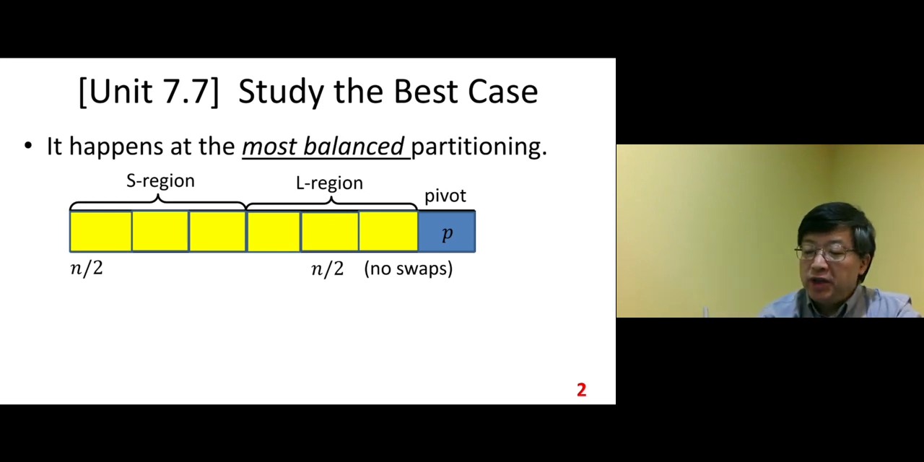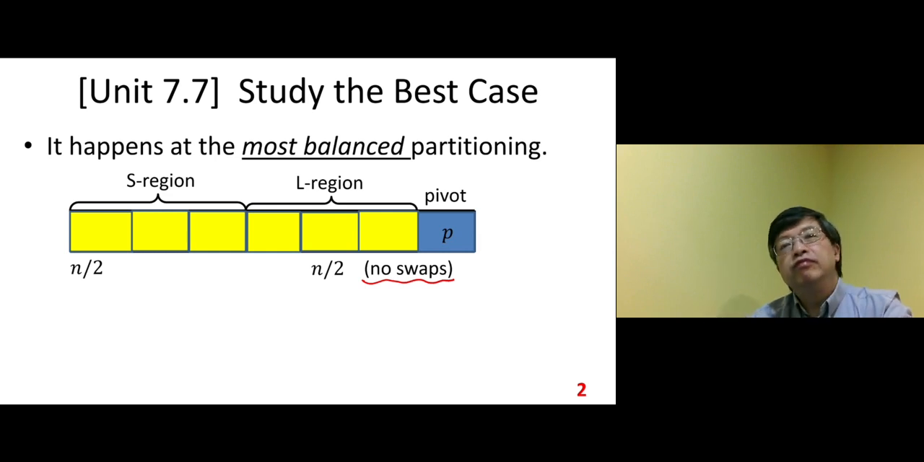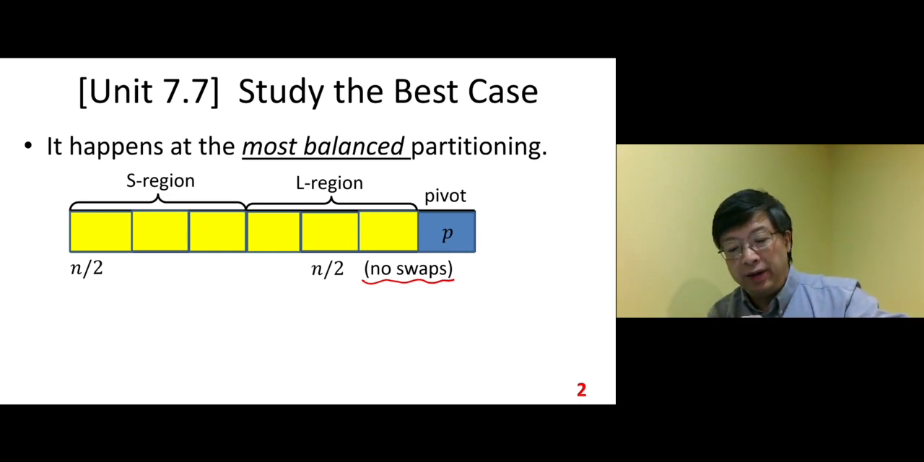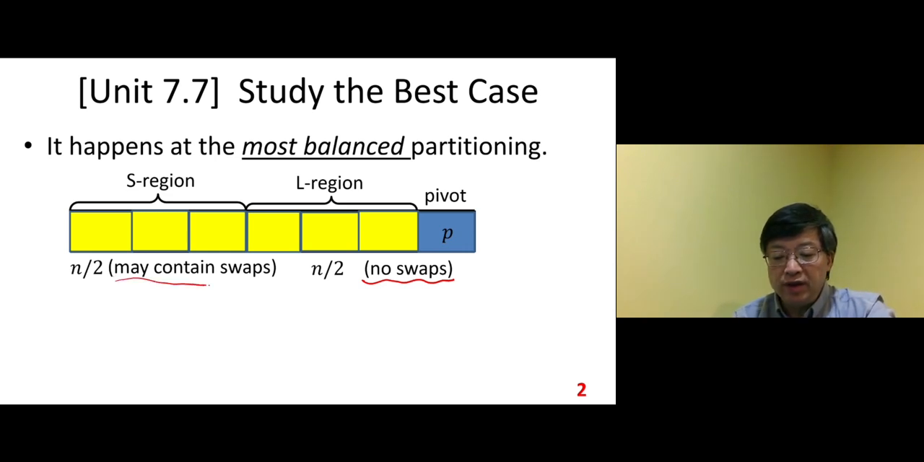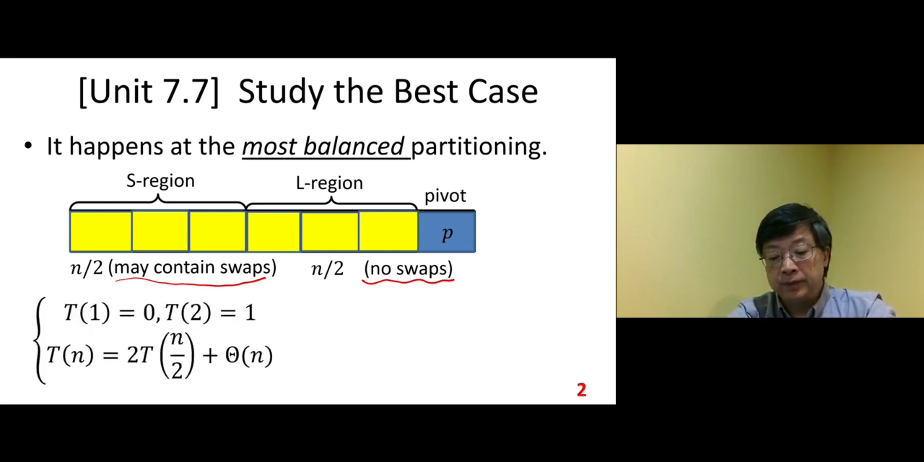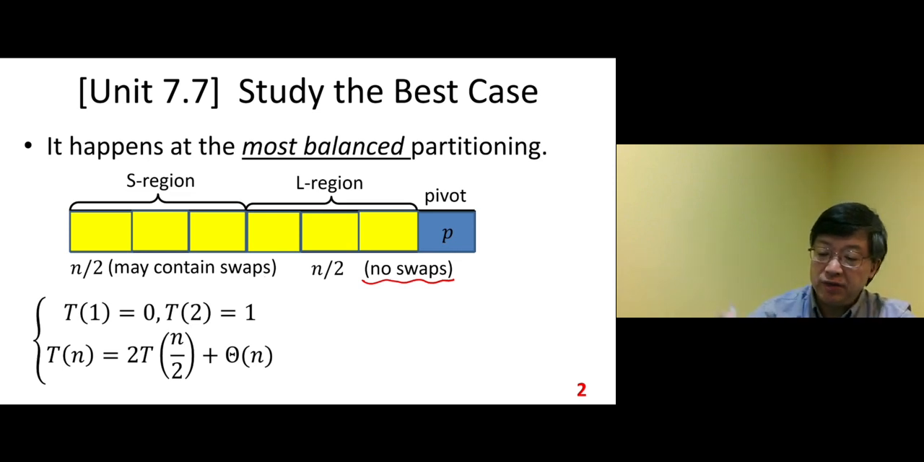For the elements in the S region, we don't need any swap to put them there. But for elements, if we want to place them in the S region, we may need to do several swaps. But how many? It is very hard to estimate. All right, so we can easily derive this recurrence relation.